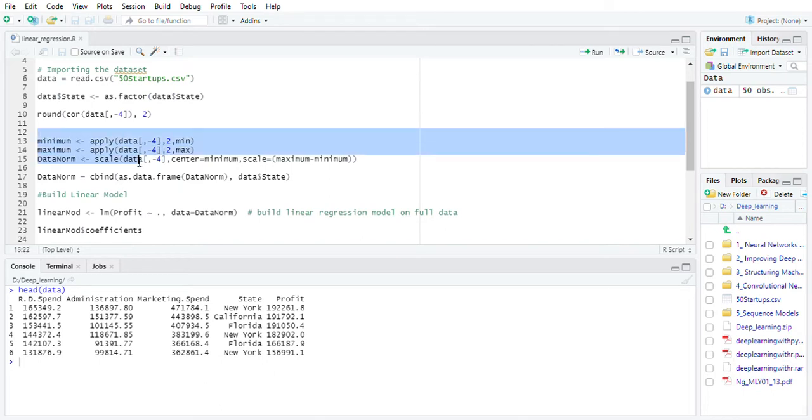In this video, I will use, in this tutorial, min-max normalization. As you can see here, this is the apply function on the data, without number 4, because column 4 is the state, so we have to remove it. In R we start with 1, in Python we start with 0. And this 2 means columns. If I remove it and put 1, it means for each row.